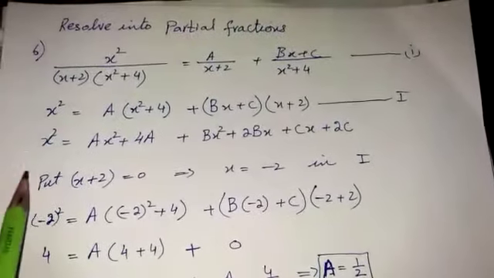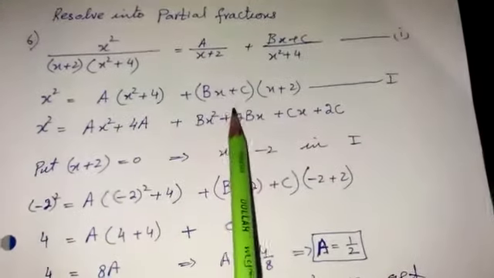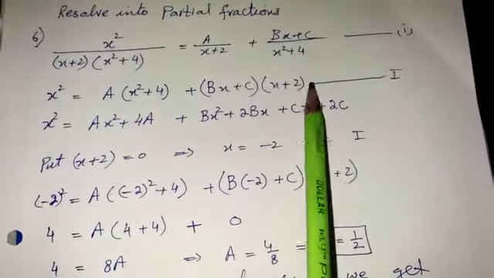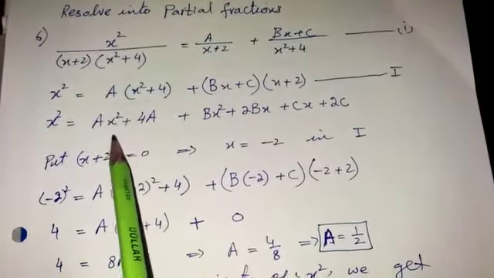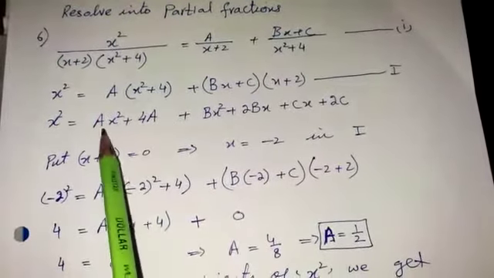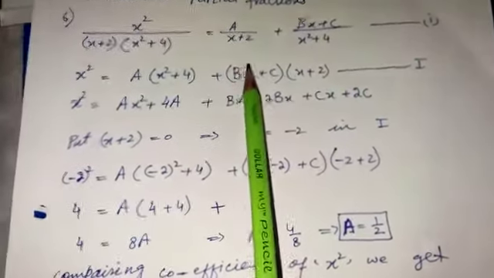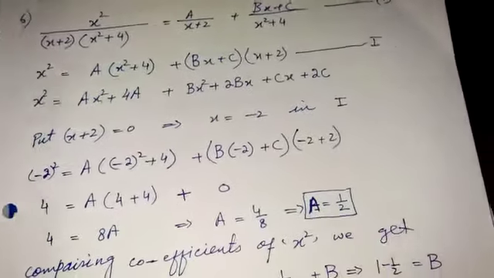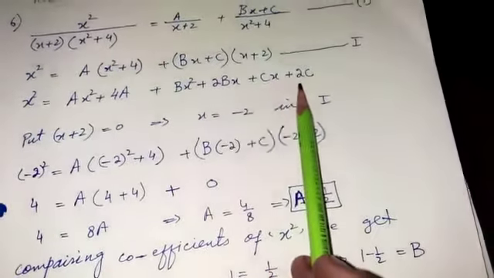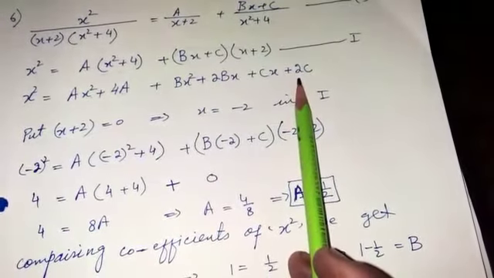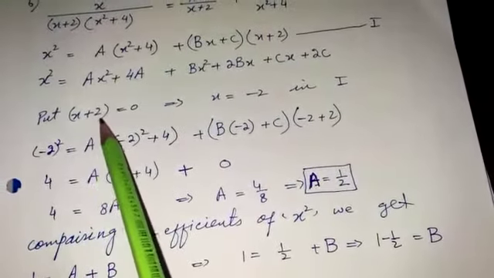By taking its LCM, we get x square equals A into (x square plus 4) plus (bx plus c) into (x plus 2). X square equals, we will multiply these terms: ax square plus 4a plus bx square. Bx will be multiplied by x, we get bx square plus 2bx plus cx plus 2cx plus 2c, sorry.